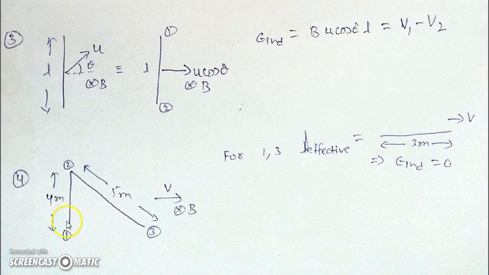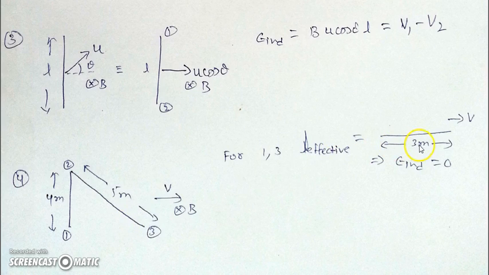In the next example, there's again this shaped conductor having lengths of 4 meter and 5 meter respectively, and these are 3 points 1, 2, 3. The velocity of the conductor is parallel to the x-axis and the magnetic field is inward. When we draw the effective length of this conductor from 1 to 3, it comes out like this, and this will be 3 meter. With the help of trigonometry we can prove that.